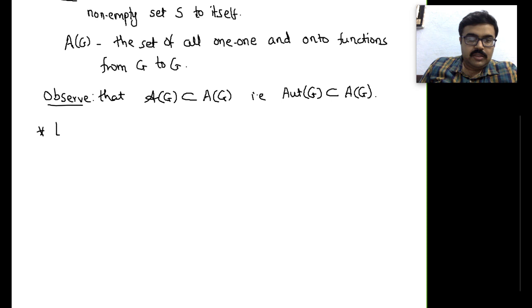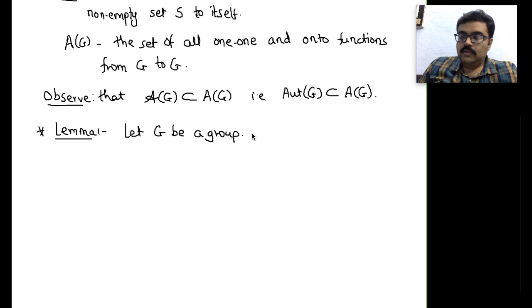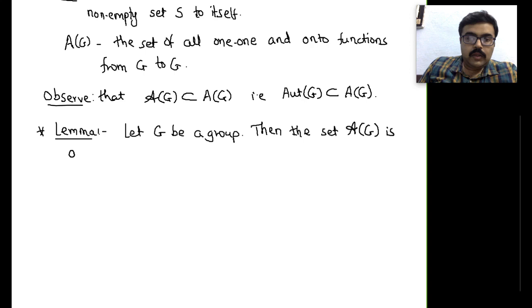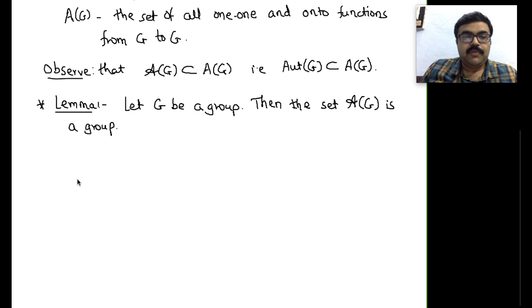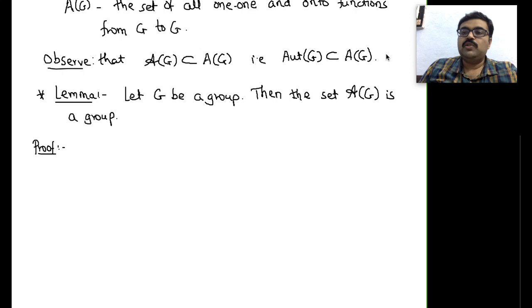So the lemma is: let G be a group, then the set Aut(G) is a group. The set of all automorphisms is also a group. In fact, we show that it is a subgroup of A(G). It is already a subset of A(G), and we show that it is a subgroup of A(G). So the proof is not difficult, it is simple. First, we show that it's a non-empty set.